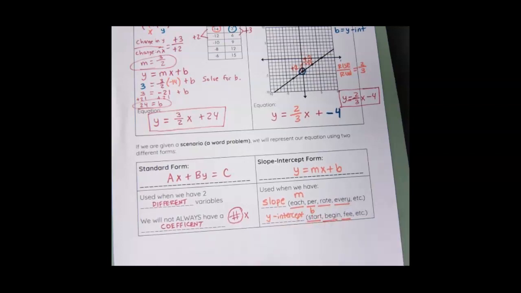So when you're given a problem, you're going to first ask, do I have words like each or per or rate or every here? Do I have words like start, begin? Because if I do, then I'm going to use slope-intercept. But if I don't, I'm going to use standard form. That's when I have 2 different variables. So we're going to ask ourselves, do you have one of these words? And then go from there. So let's give an example.